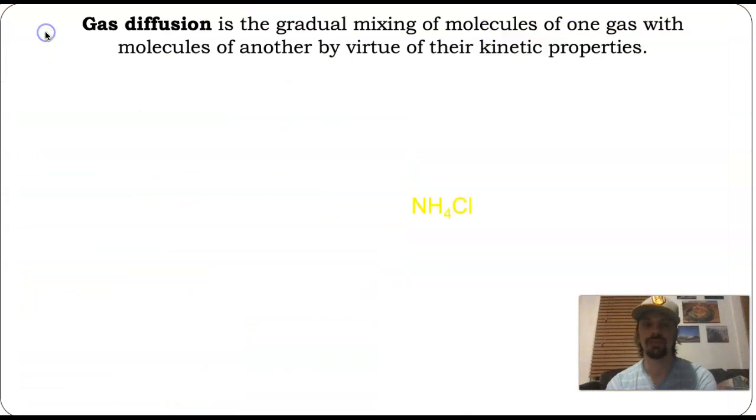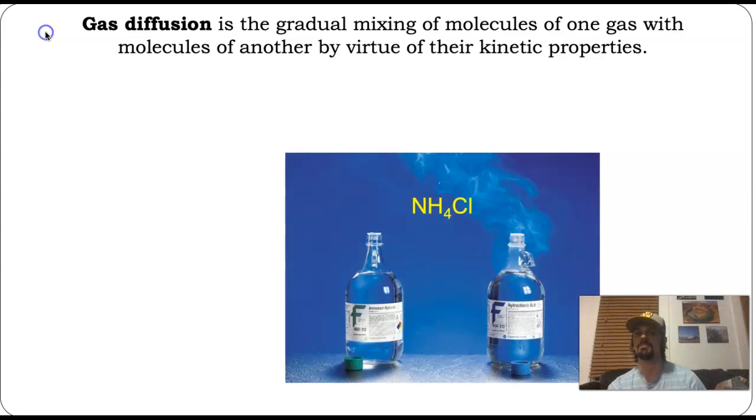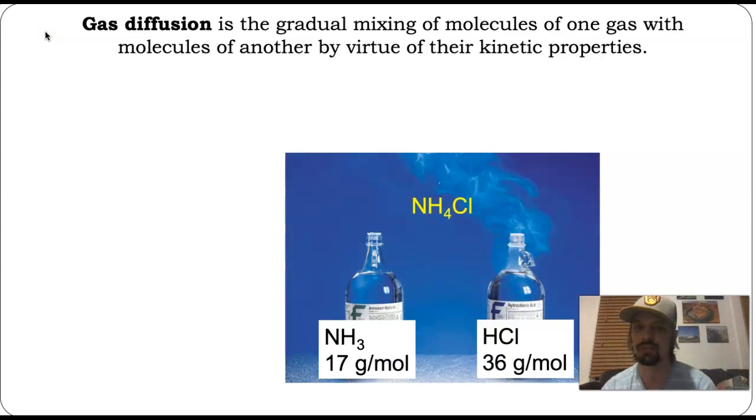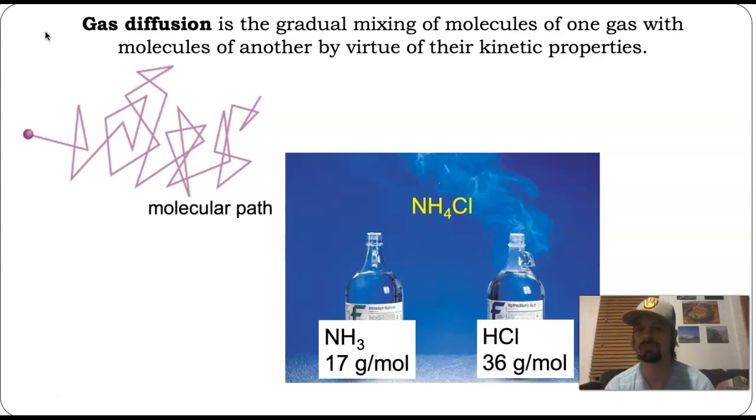So diffusion is the gradual mixing of molecules. Why? Because molecules move chaotically. Because these molecules are flying around chaotically, over time, they're going to spread out. It's just like a bunch of kindergartners in a room. Naturally, they like to run around and burn off that energy. They're not all going to sit in one corner.